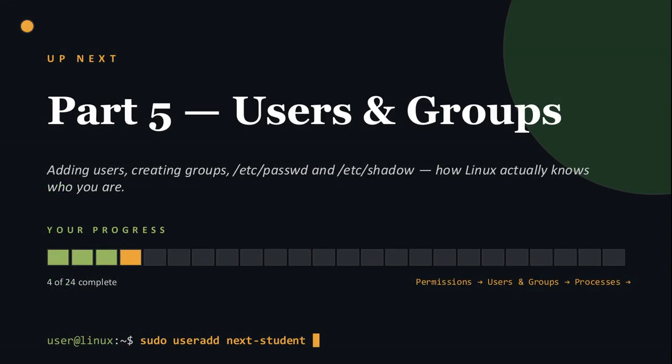And that brings us to the end of part 4. Next up, we step into users and groups, the layer underneath everything we just covered. Because before Linux can decide what you're allowed to do, it has to know who you are, and that answer lives in 2 small files, /etc/passwd and /etc/shadow. Take a breath, stretch, and I'll see you in part 5.